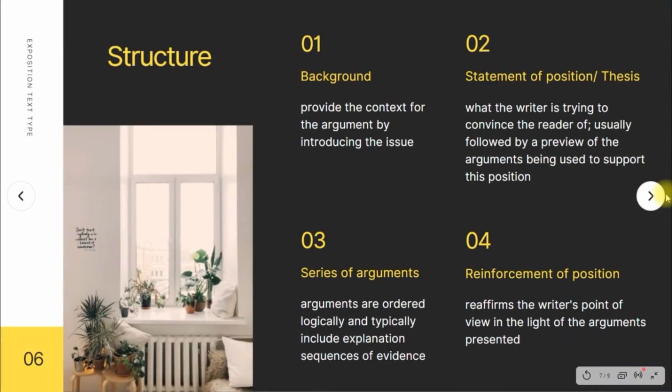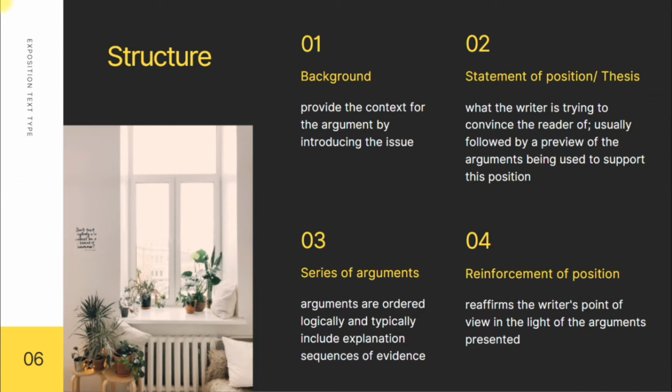The next element is the structure of the text. An exposition will basically have the following structure: background, or in other sources it is called orientation. It is a kind of introduction to the issue being talked about in the whole text. But this stage is not obligatory, as some exposition texts don't have this initial stage and jump to the next.